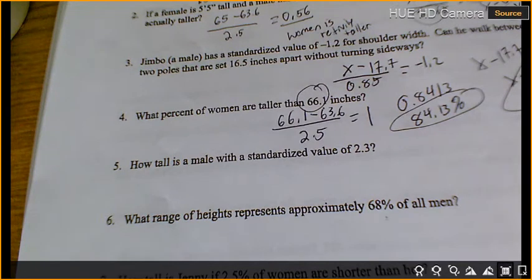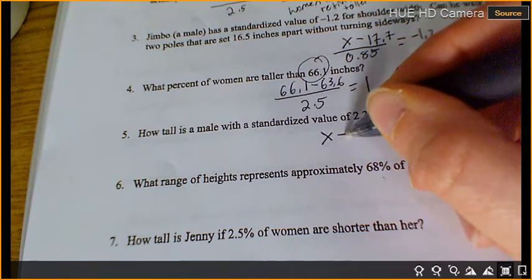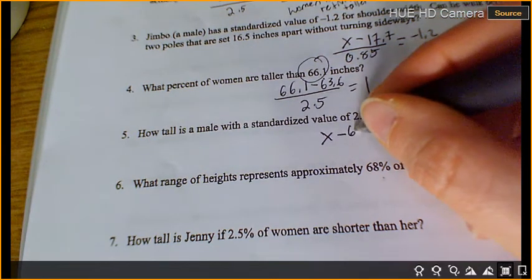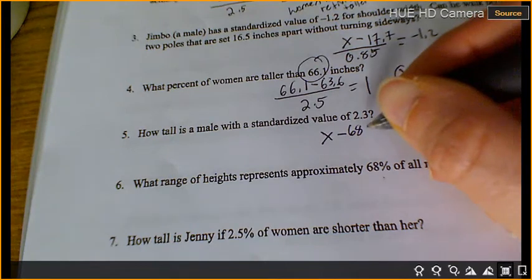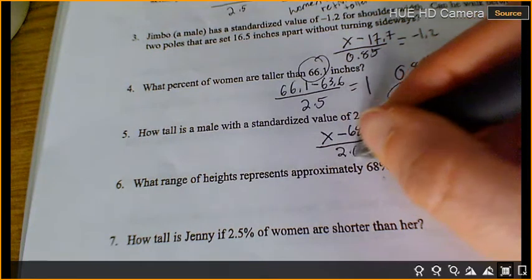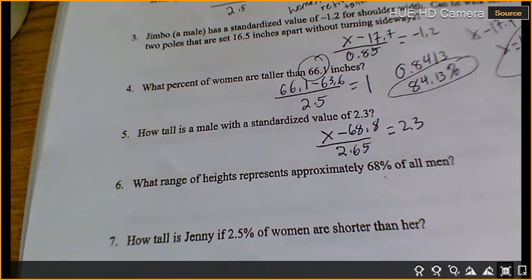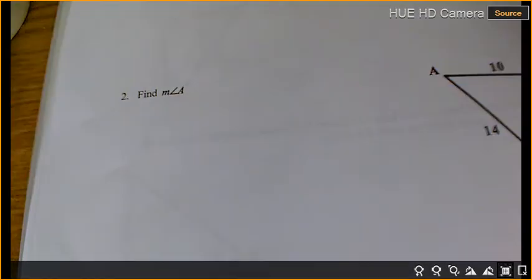Okay. If I say I have a standardized value of 2.3, we know that means the z-score, right? That's another way of saying z-score. So we want to know how tall a male is if he has a z-score of 2.3. So we go x minus 68.8 divided by the standard deviation, 2.65, equals 2.3, times 2.65. I'm actually going to stop here, and I'm going to have you guys finish the rest on your own, because I think we've started this pretty well. I think you can do this on your own.